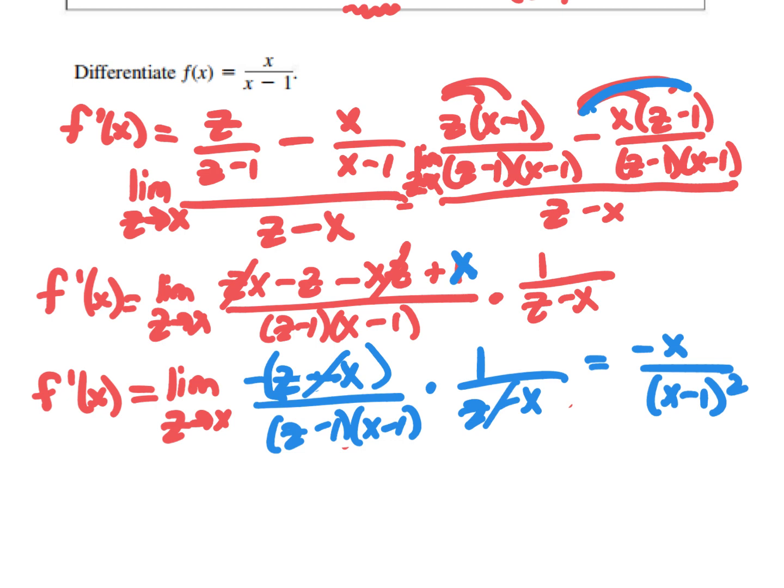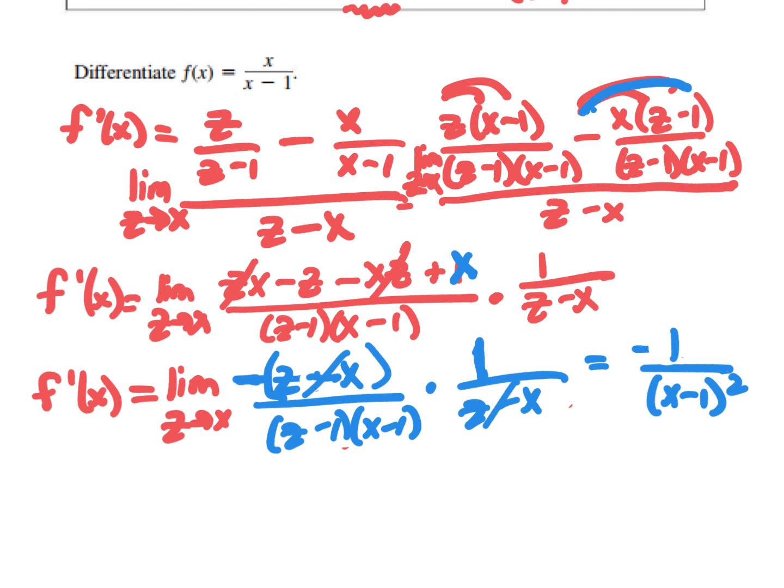Oopsie, actually in the numerator, I don't know why I put negative x. I actually only have negative 1, right? Right here, I have a negative left, and I have this 1 left. So there's a negative 1 in the numerator.